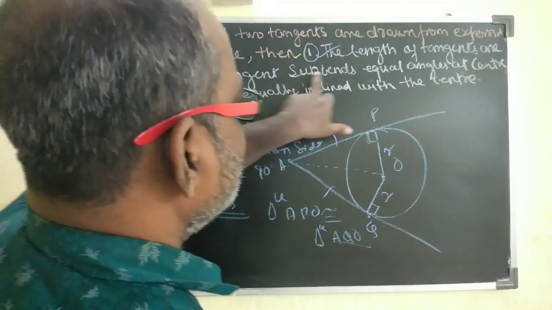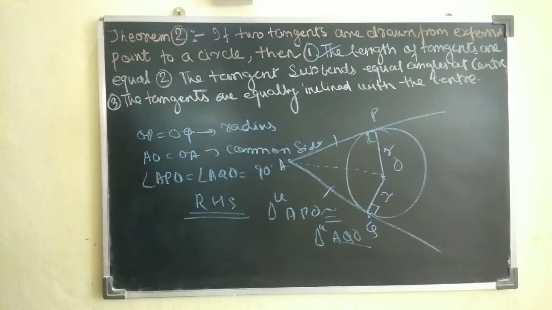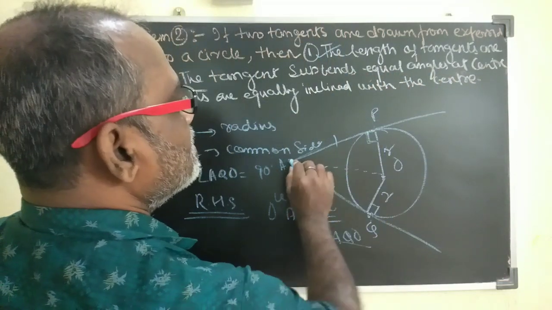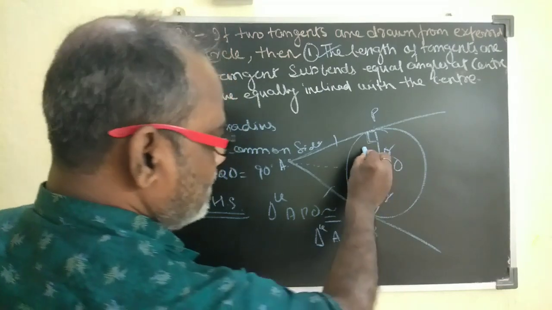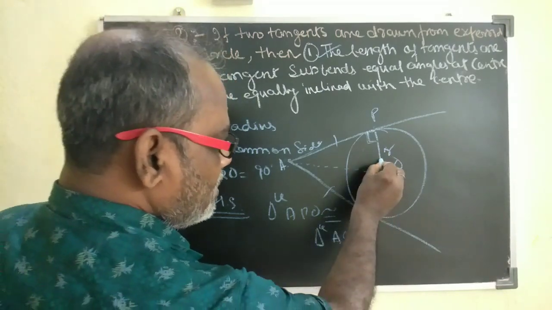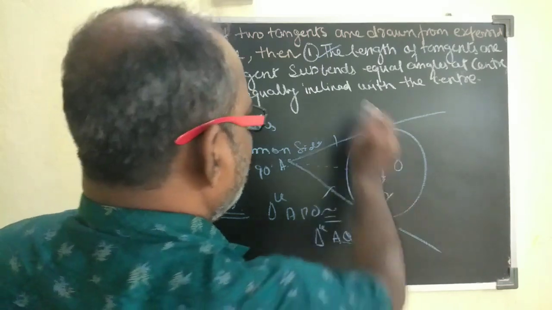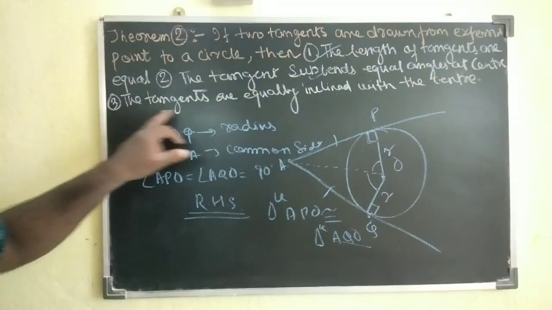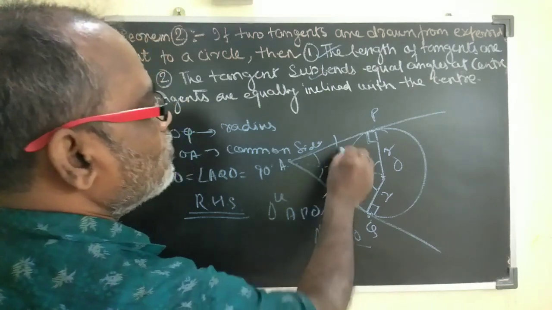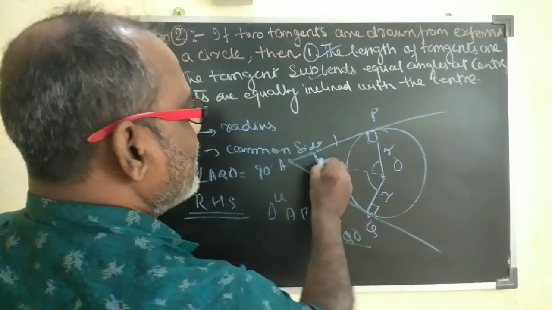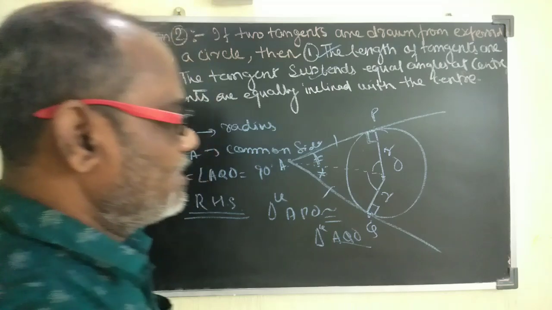Next, the tangents subtend equal angles at the center. That means we have to prove the angles are equal. Since these two triangles are congruent, this angle equals this angle, so this part is proved, and the tangents are equally inclined. Since the triangles are congruent, this angle is also equal to this angle.